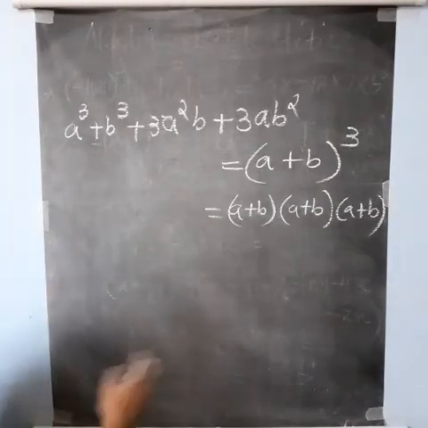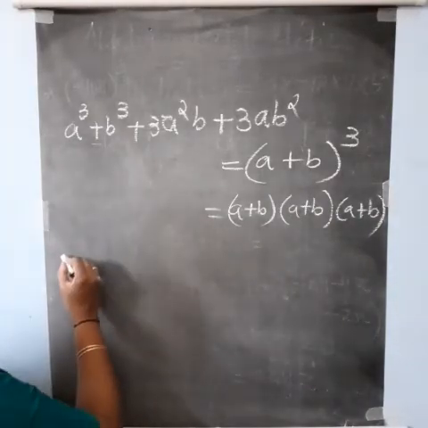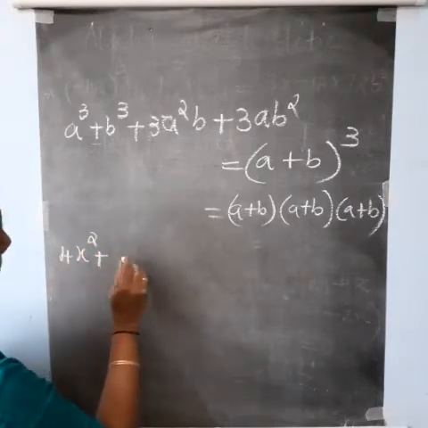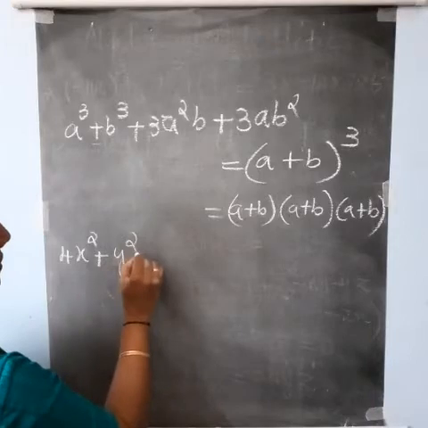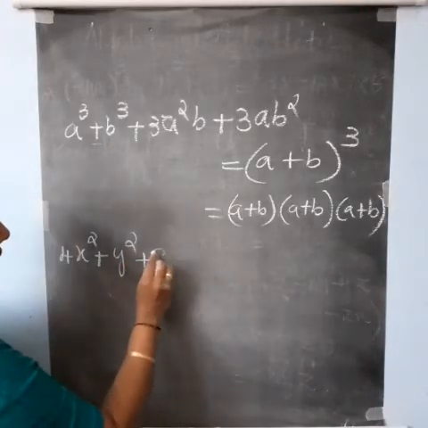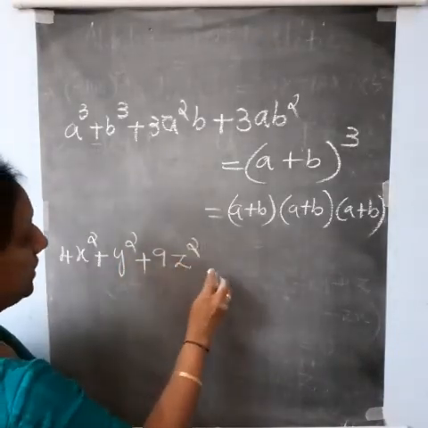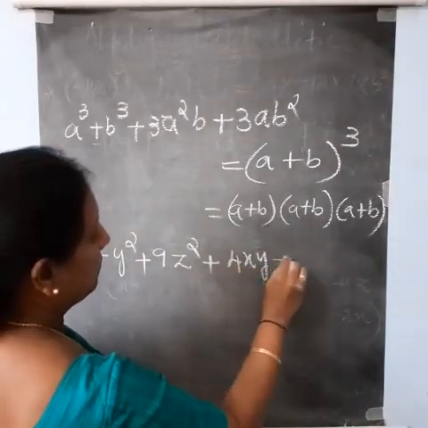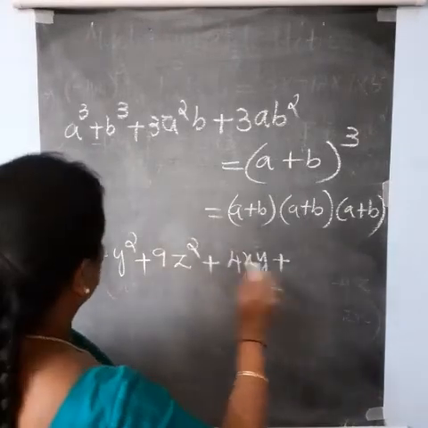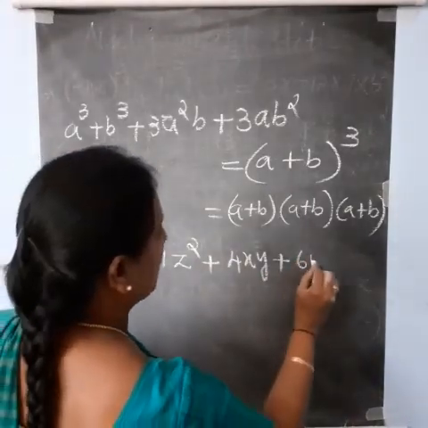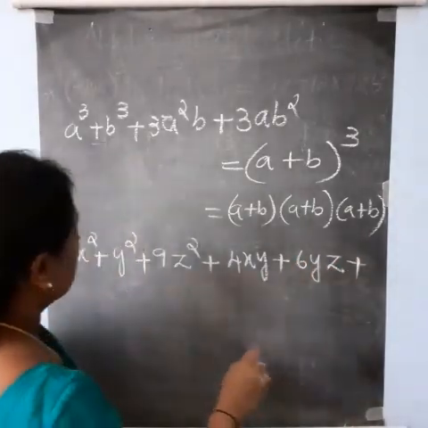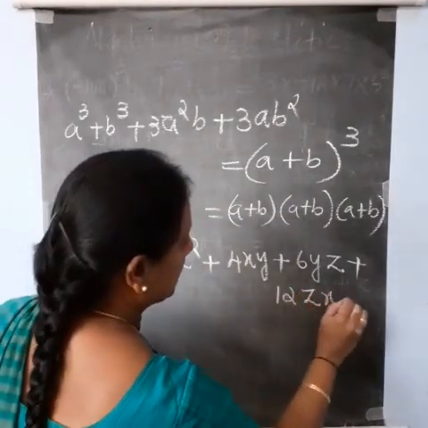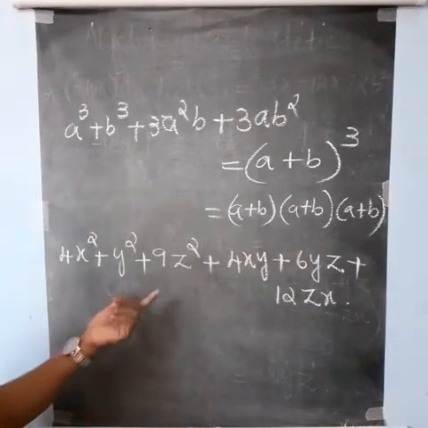Say supposing you have another thing like this. Just say you have 4x squared plus y squared plus 9z squared, okay, plus 4xy plus 3 2s are 6yz plus 3 2s are 6, 2s are 12zx. Okay, now they want you to factorize this.